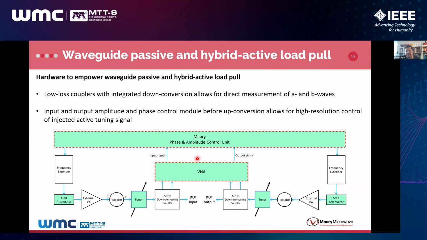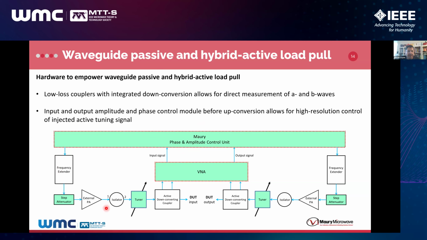But with this system, you can control the phase and amplitude. So we have a control unit designed by Maury here. We still have a frequency extender. We use a step attenuator for larger steps. So again, this control unit controls the phase and amplitude. But for larger steps, we use a step attenuator here. It doesn't mean that it's really slow, because again, it goes some attenuation level and just run. Then the electronic control takes the control and controls the phase and amplitude.